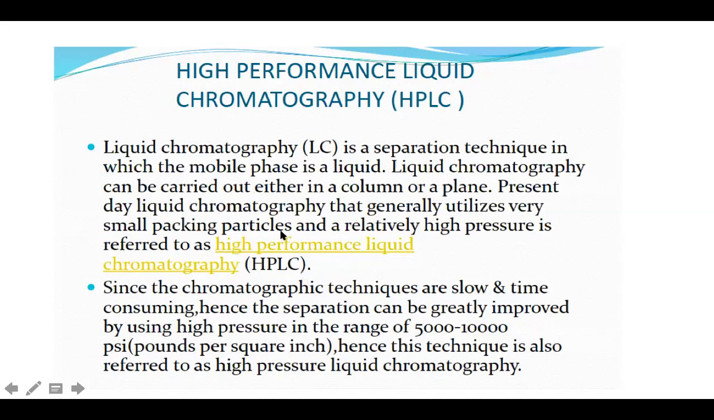We cannot use a crude mixture of plant extract or the like. Since chromatographic techniques are slow and time consuming, the separation can be greatly improved by using high pressure in the range of 5,000 to 10,000 psi. Hence, this technique is also referred to as high pressure liquid chromatography. So it is high performance liquid chromatography because its performance for separation and purification of compounds is high, and it also uses high pressure for separation of the compound. So we can call it high pressure liquid chromatography.